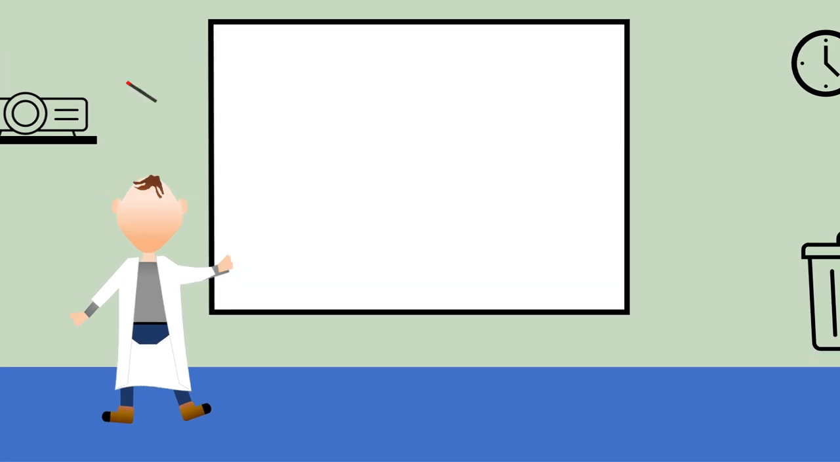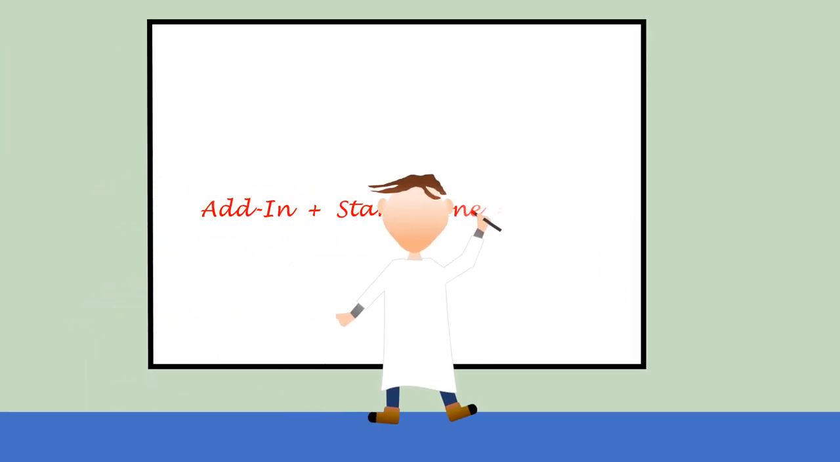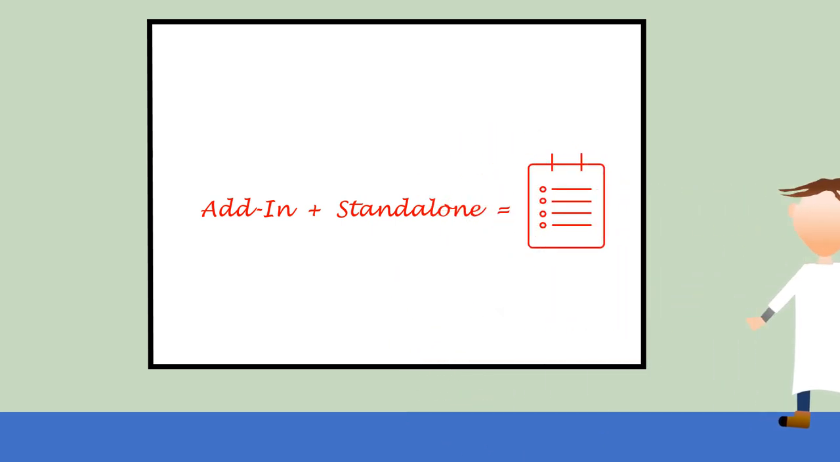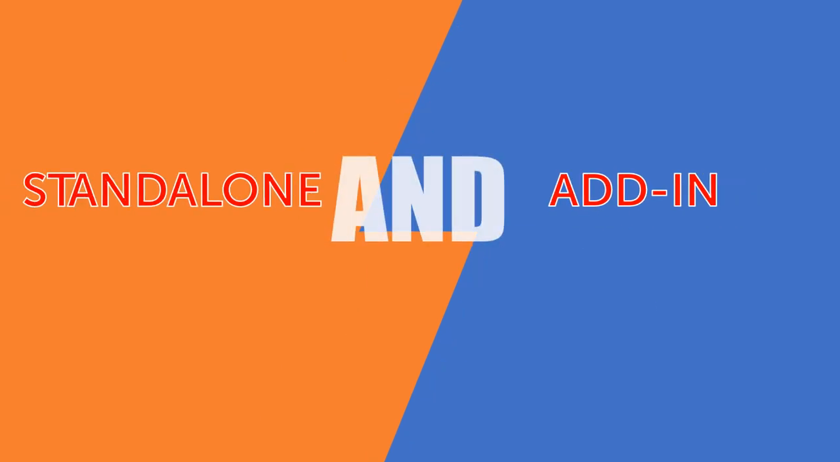Let's take a look. We'll start at the top with a simple equation. The add-in plus the standalone equals SOLIDWORKS Inspection. Notice standard or professional is nowhere to be seen yet. That's because whether you have standard or professional, the add-in and the standalone are included. Okay, so what's the difference?